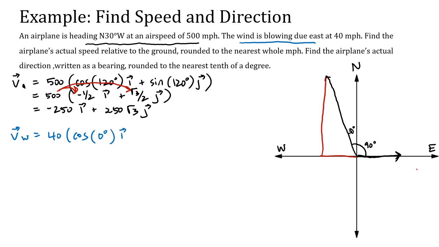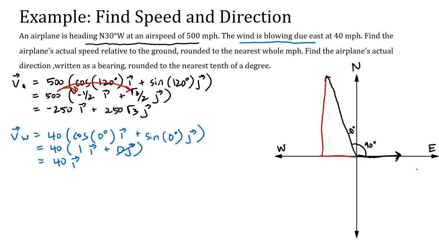So cosine of 0 degrees i plus the sine of 0 degrees j. And the cosine of 0 degrees is 1, and the sine of 0 degrees is 0. So that 0, of course, cancels out, and I'm left with 40i.